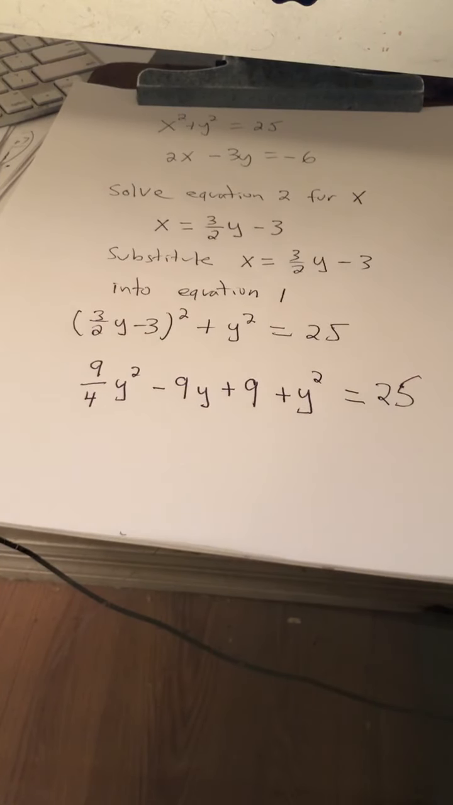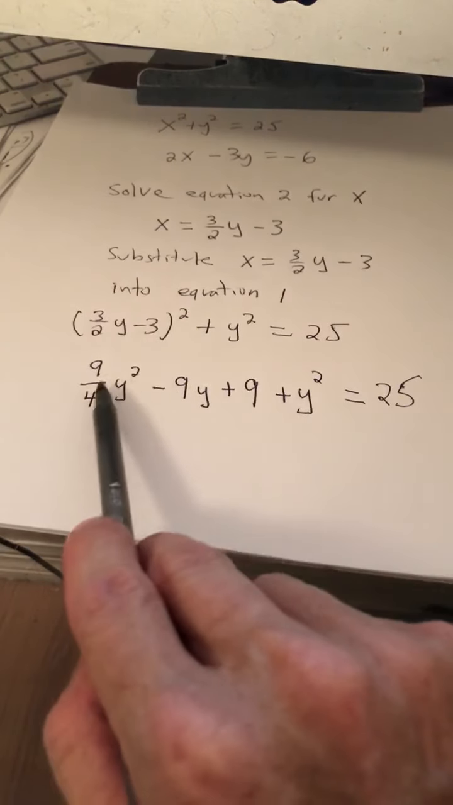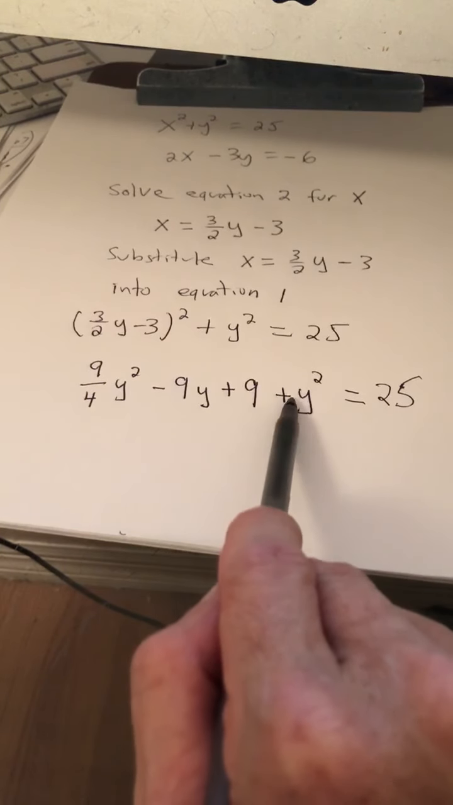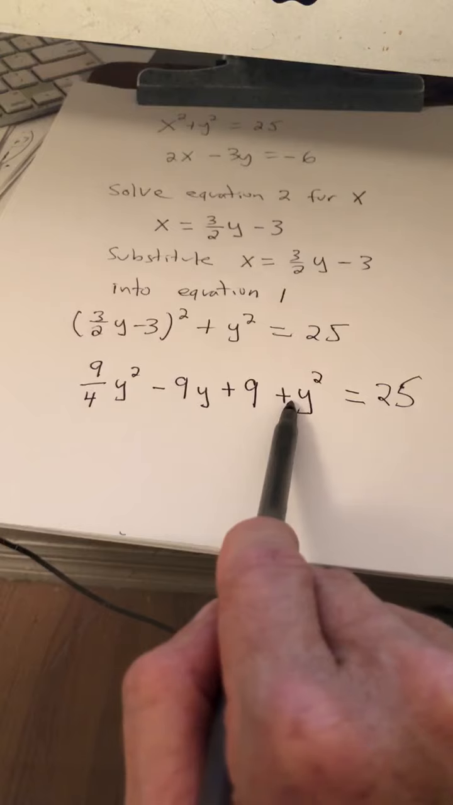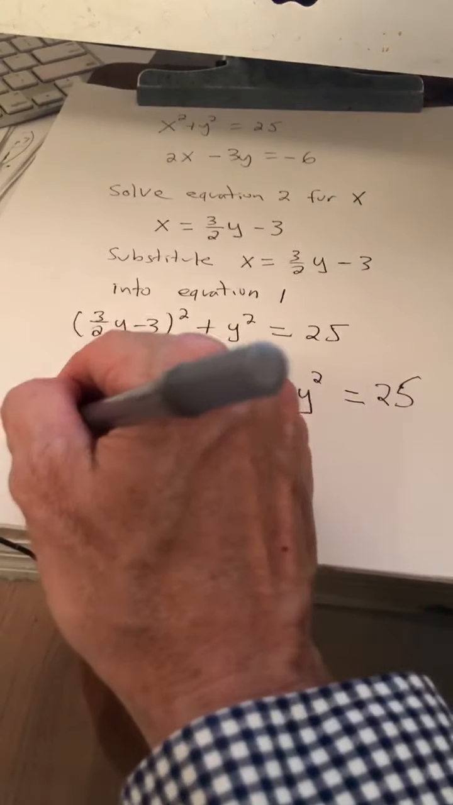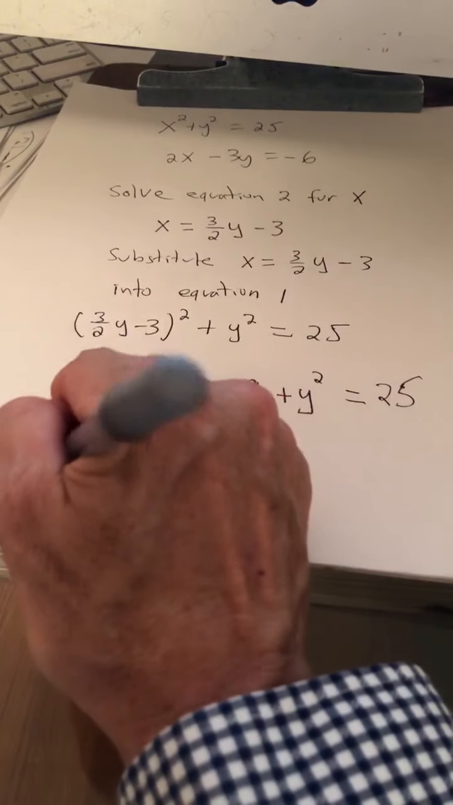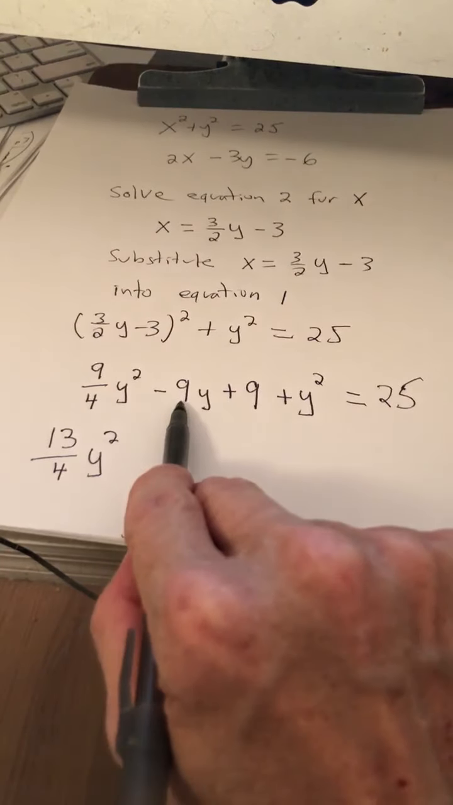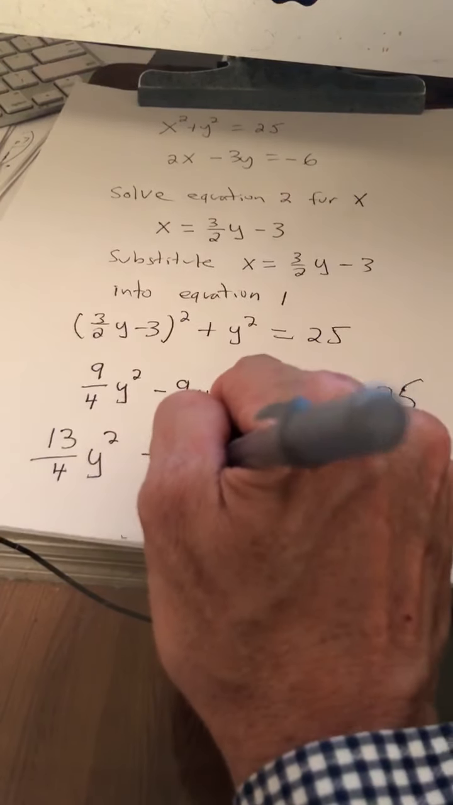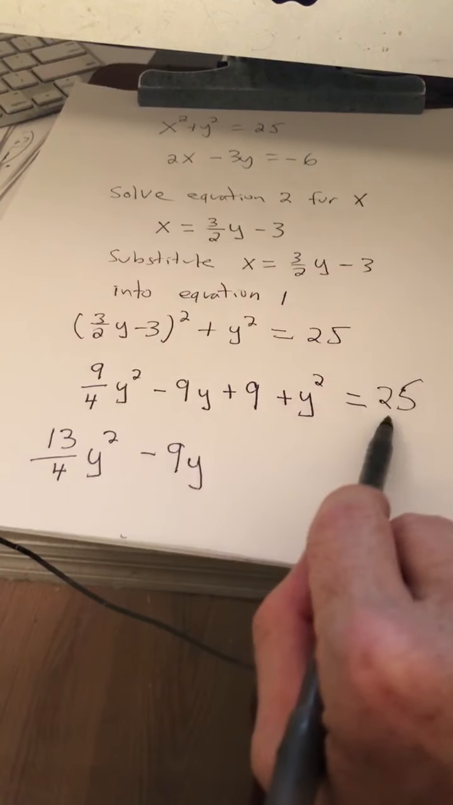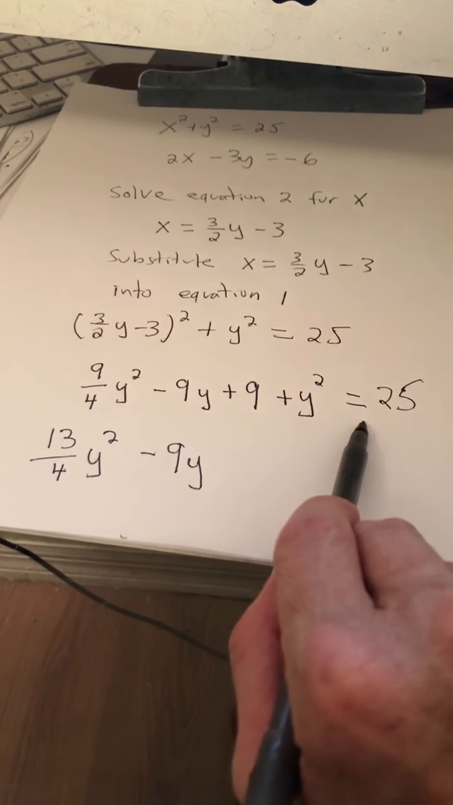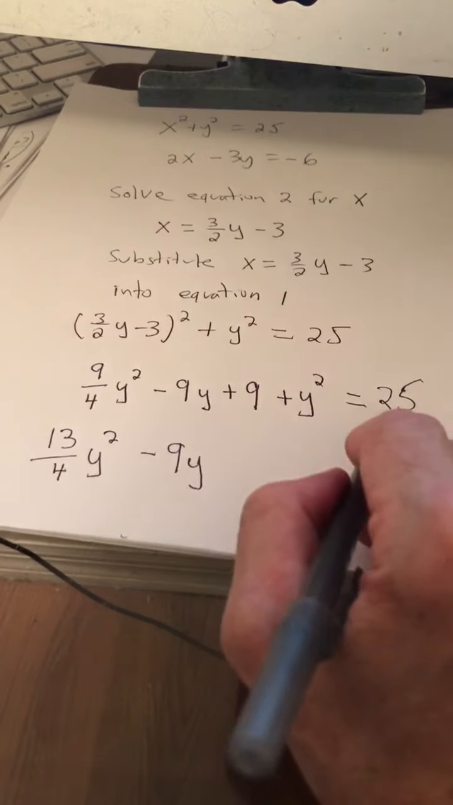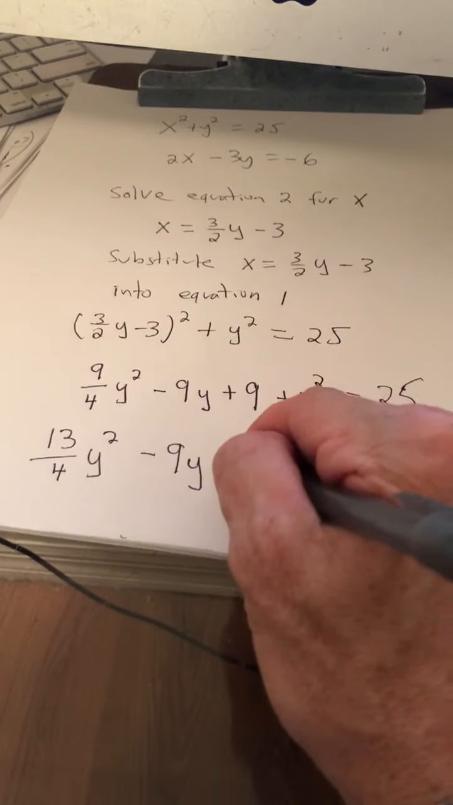Okay. So we're going to combine like terms. 9/4 y squared plus y squared. Think of this as 1 y squared, which is 4/4 y squared. So when you combine like terms, you end up with 13/4 y squared. And I still have minus 9y. And when I subtract 25 from both sides to get this equation into standard form, what I get is, let's see, 9 minus 25 is negative 16.